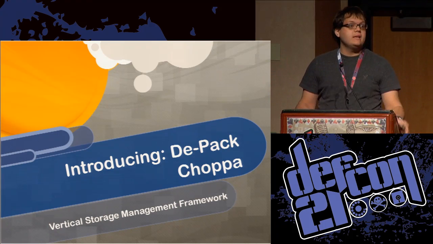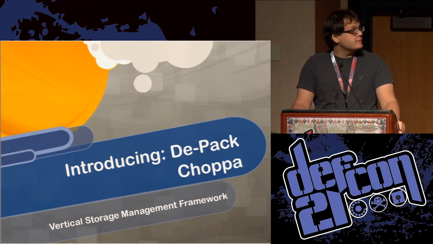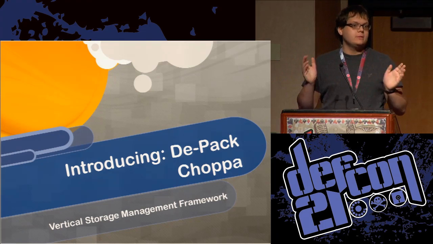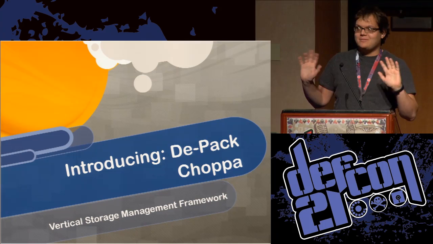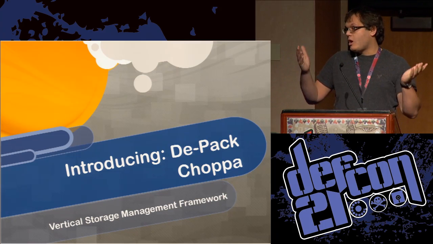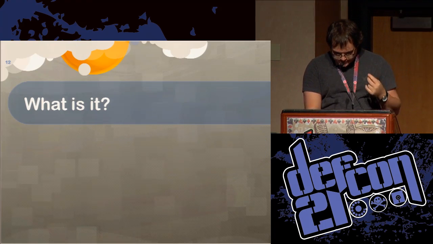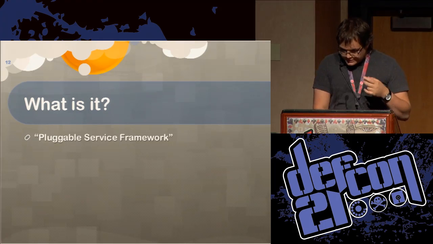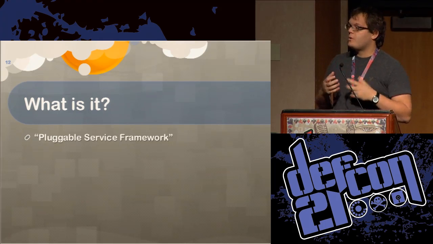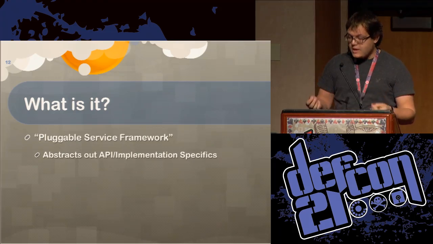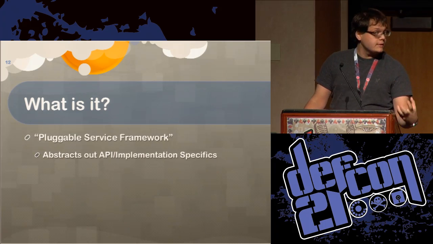So it's a fairly easy idea, so I rolled it into a tool for you guys. I call this tool DPAC Choppa, running with this whole cloud environment thing. What it does is it chops up files and then packs them and then depacks them afterwards. So it's a vertical storage management framework. I've created a pluggable storage framework that allows you to abstract out the API implementation specifics of the individual cloud storage utilities.